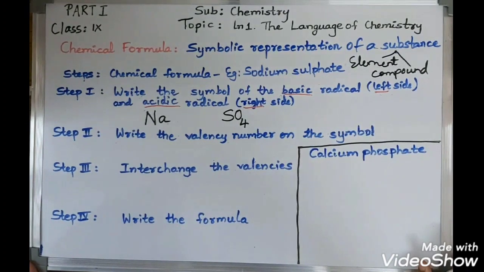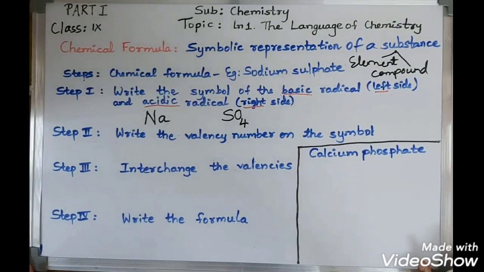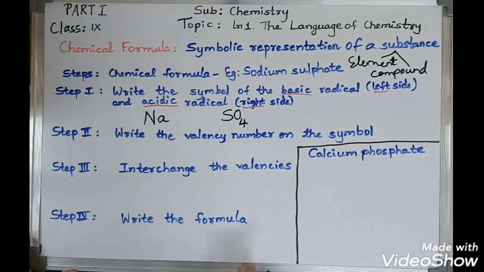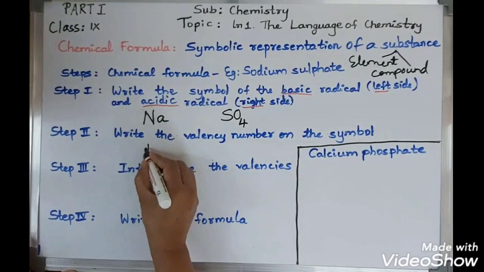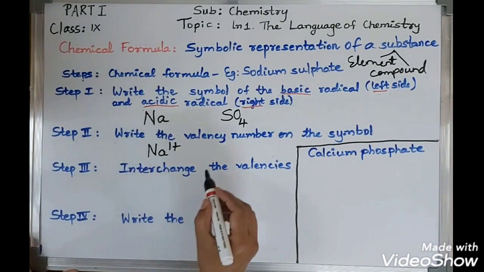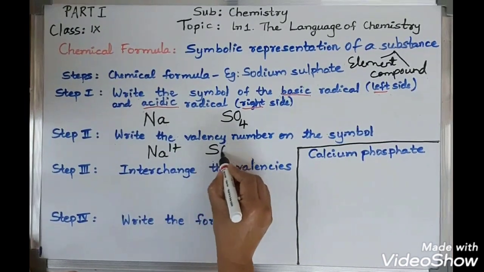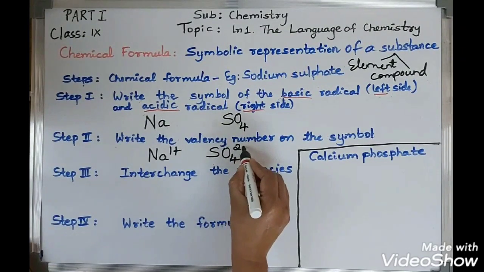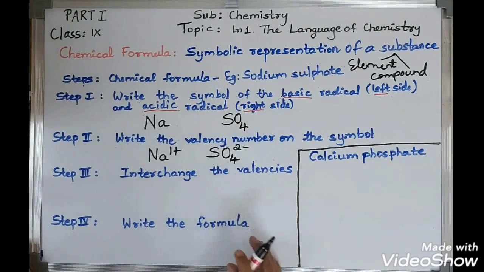Now after writing the basic radical and the acidic radical in the first step, we will move on to the second step, in which we will be writing the valency number on the symbol. Now we have Na, whose valency number is 1 plus, and then we will write the acidic radical SO4, whose valency number is 2 minus.